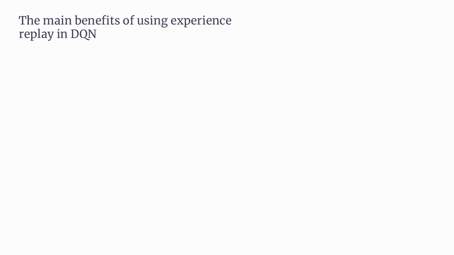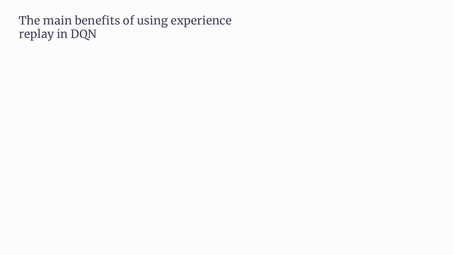Now let me explain experience replay, an essential technique used in deep Q networks to make training more effective and efficient. When an agent interacts with its environment, it gathers experiences, essentially snapshots of what it saw, what action it took, the reward it got, and what happened next.